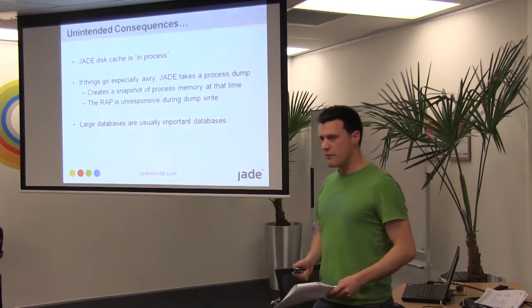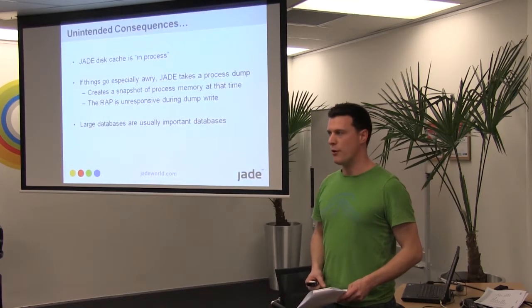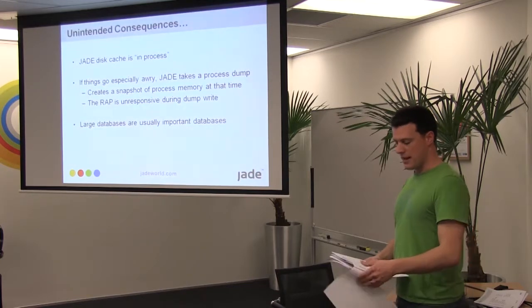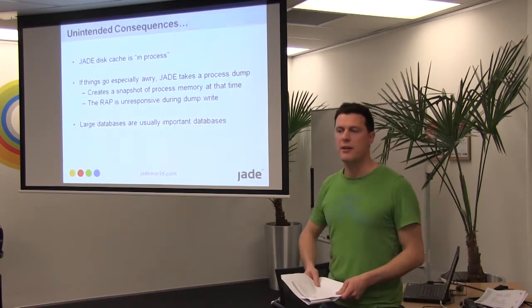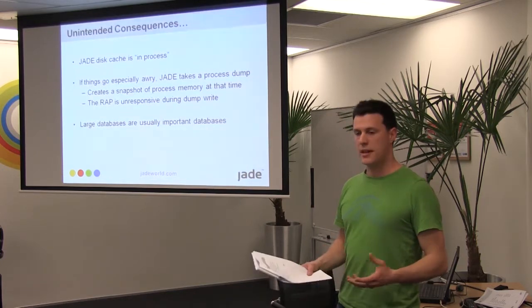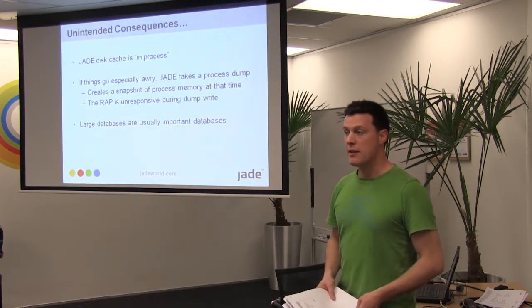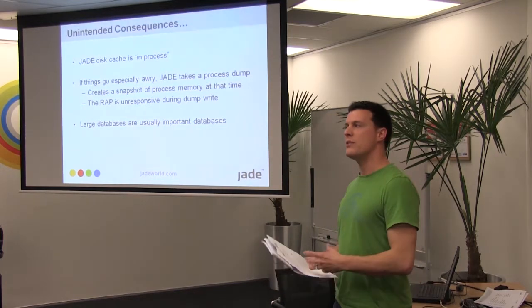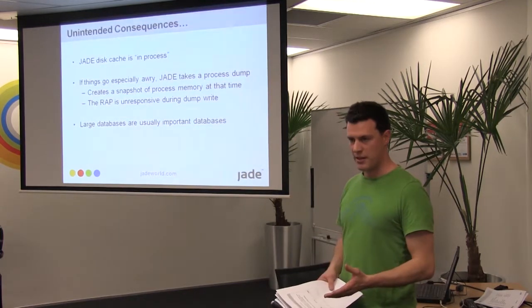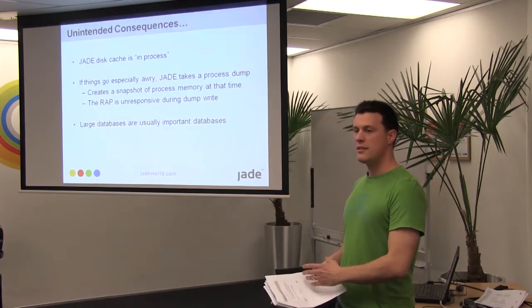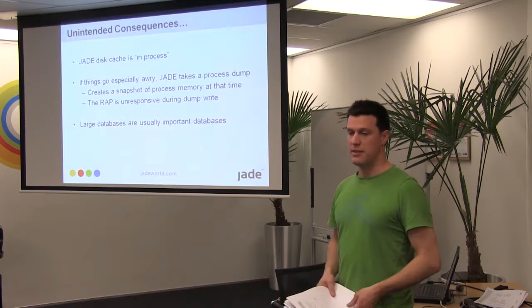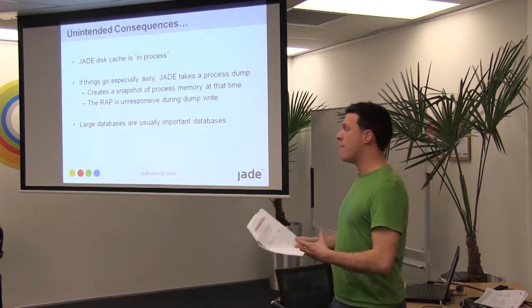Now this has caused a little bit of confusion in people that upgrade to 7.0 because it now looks like all of that disk cache, all of the additional memory, is being used by the Jade database. And this is not in fact the case. It's just that that memory was always in use by the Jade database, but it was concealed as Windows file cache, which is typically invisible to the users. But now we manage that ourselves.